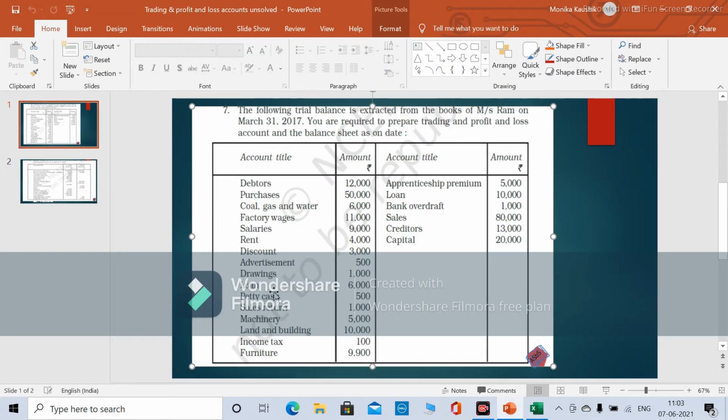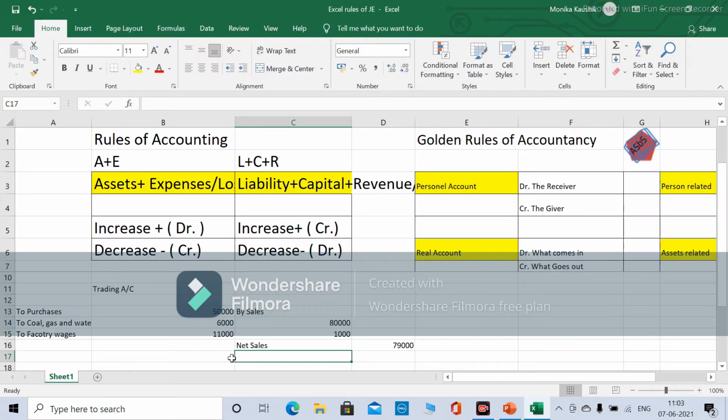Now sales is done and sales return considered. Machinery, assets, land and building, assets. Income tax and furniture: income tax will also be deducted from the capital plus net profit. So it is a balance sheet item. Furniture is a balance sheet item. Apprenticeship premium is an income, so it will go in the indirect income in the profit and loss account. Loan again is a balance sheet item. Bank overdraft is a balance sheet item. Sales I have already taken. Creditors are liabilities, a balance sheet item. Capital is a balance sheet item. So all done, all set for the trading account.